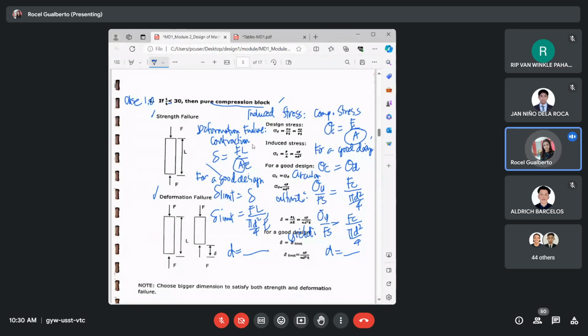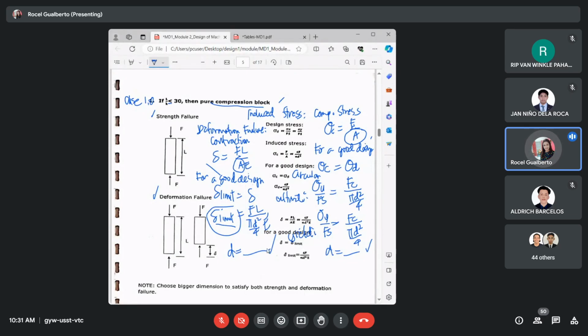Okay, so again, hindi po palaging may deformation failure na solution po tayo. Okay, yan po yung magkakaroon lang if you are given this, the allowable limit of deformation. If this is available, then you can solve for the value of the diameter. Okay, so here you yield two answers. One coming from the strength failure, the other one coming from the deformation failure.